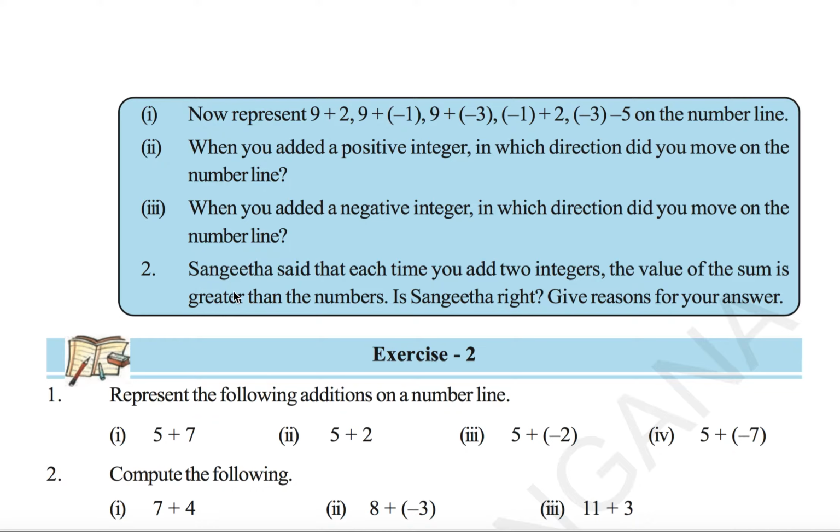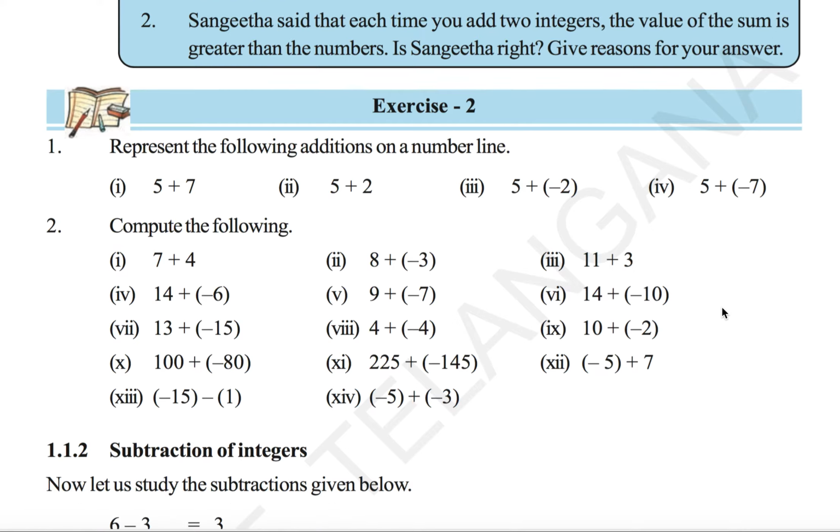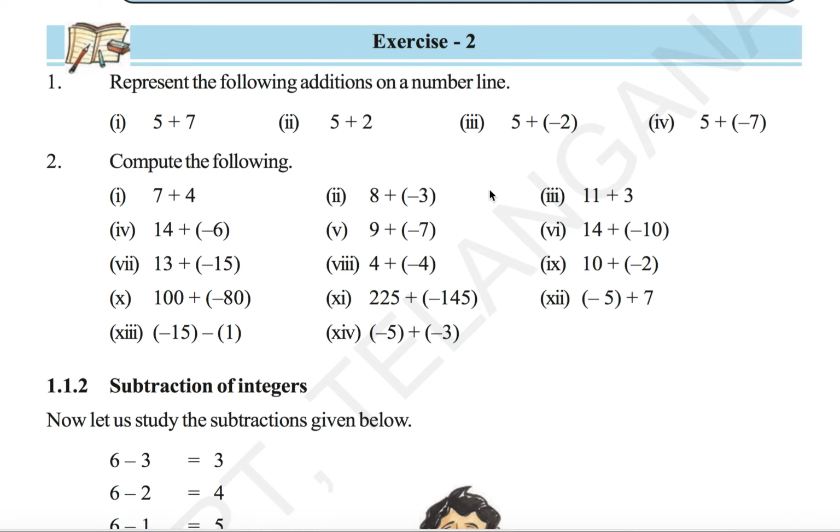When you add a negative number, in which direction do you move on the number line? Towards left. Sangeeta said that each time you add two integers, the value of the sum is greater than the number. Is Sangeeta right? Give reasons for your answer. No, she is wrong. When you are adding two positive integers, that is correct. But when you are adding a negative number to a positive number, then you will be moving on the left-hand side. Represent the following additions on a number line. That you can do.